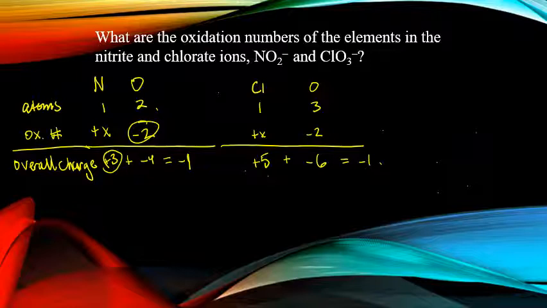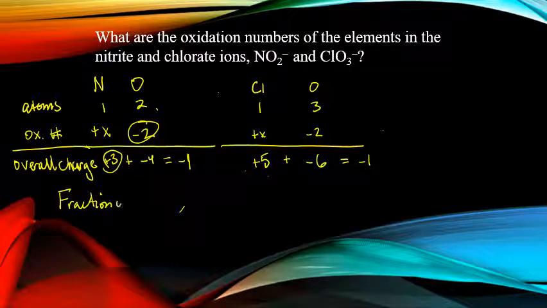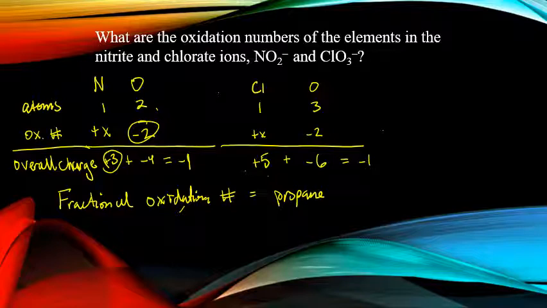Now, as a little point of aside, please understand that there are going to be compounds that have a fractional charge, or fractional oxidation number, and that is perfectly okay. I want to give you an example of something like that. An example would be propane, which is C3H8. Remember, with our hydrogens, if it's bonded to a non-metal, then it has a +1 charge.